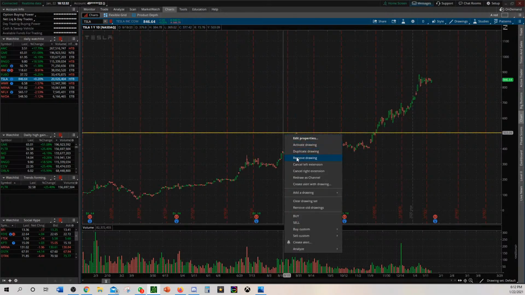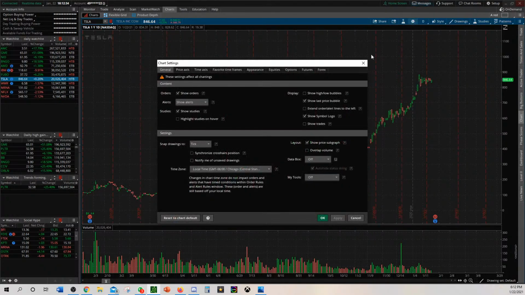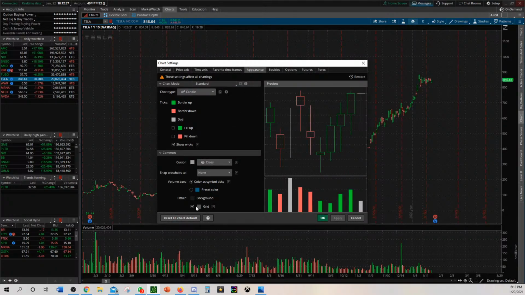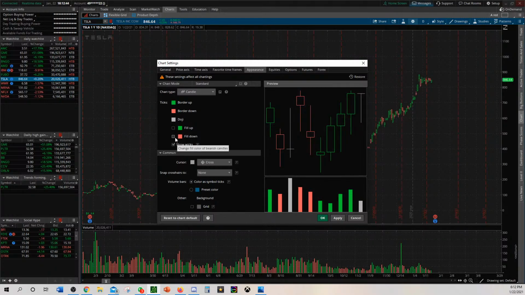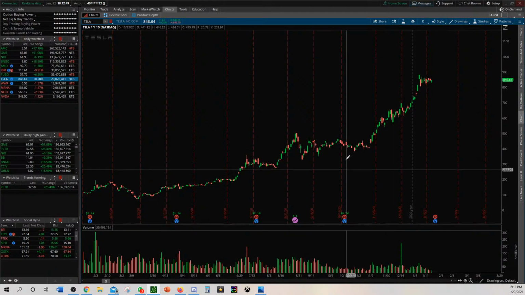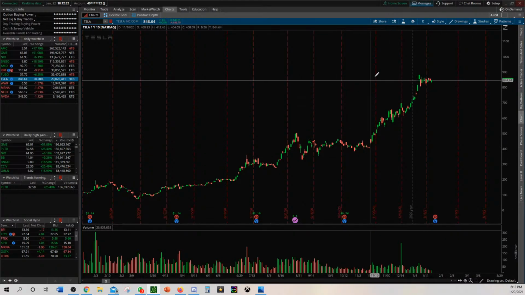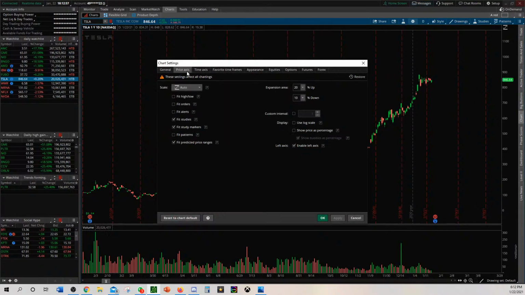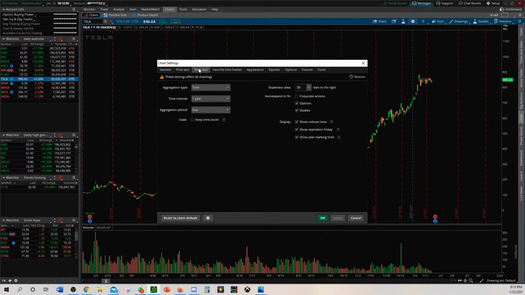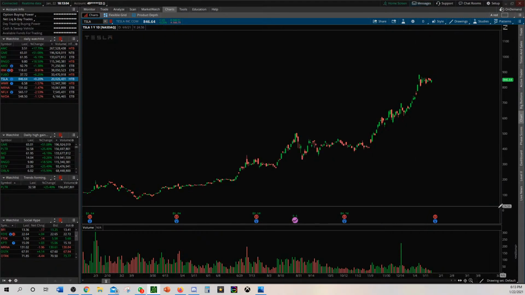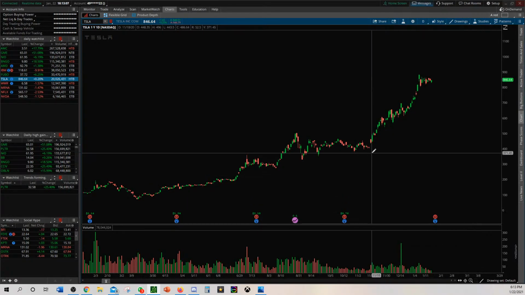So what you do is you go here, you go to appearance, you uncheck the grid, and then it's up to you whatever you want the background. I personally like black, okay? And then you fill these up. Now here's the difference. You see how much cleaner it looks all of a sudden? Now if I want to remove these lines, I go here, I go to price axis, and then I remove the rollover lines, and look how completely clean it got all of a sudden.